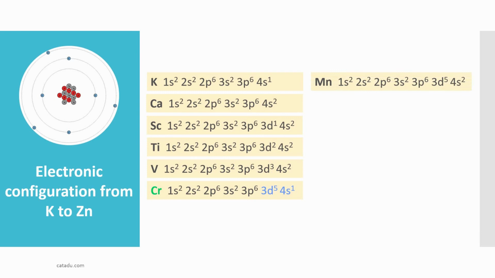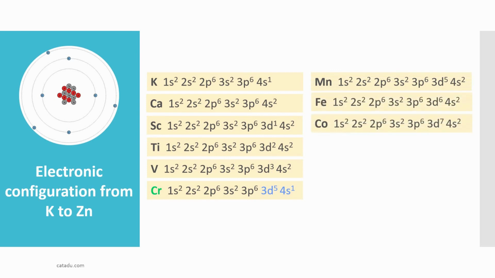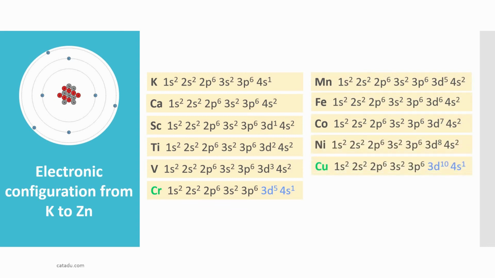Manganese 3d5, 4s2. Iron 4s2, 3d6. Cobalt 4s2, 3d7. Nickel is quite easy. Copper is also exceptional. Initially it was 4s2, 3d9, but 3d9 will be 3d10. 3d10 is the stable one, so one electron is coming from 4s. So finally it will be 4s1, 3d10. For zinc, 4s2, 3d10.